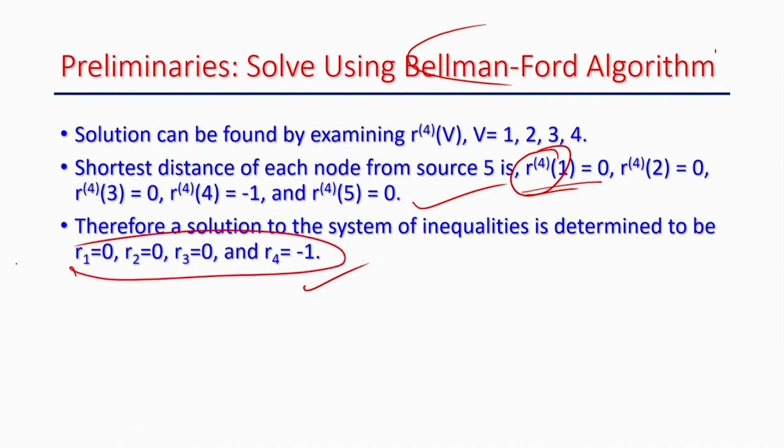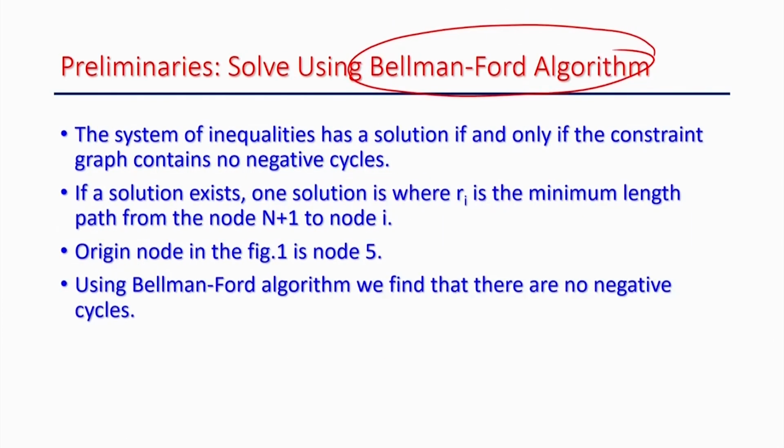So, once we construct this constraint graph from the inequalities, we can apply either the Bellman-Ford algorithm or the Floyd-Warshall algorithm to find out the shortest path. But provided there should not be any negative cycle, and the Bellman-Ford algorithm can actually detect that.